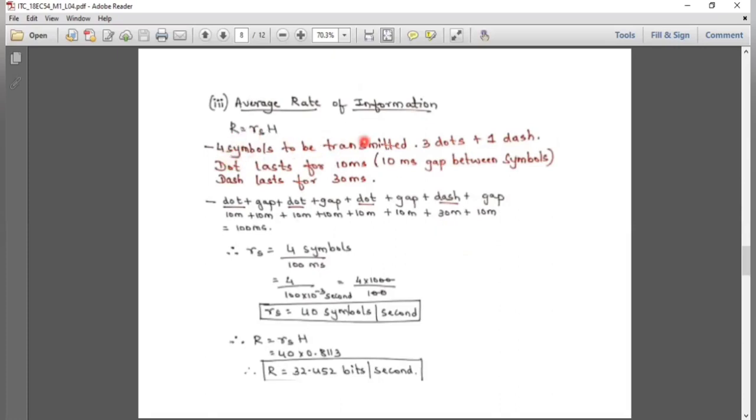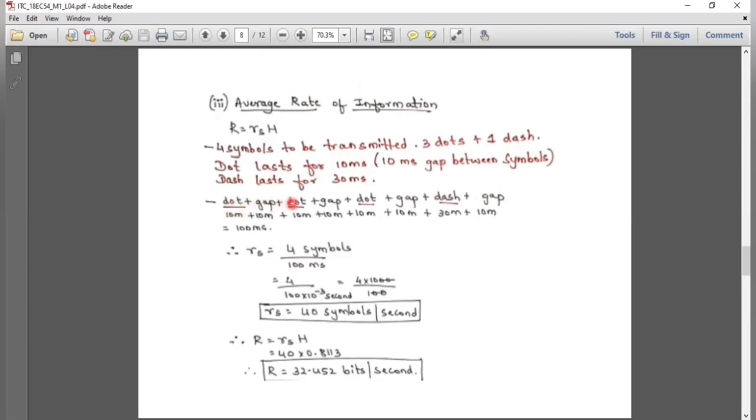So in total, 4 symbols are being transmitted. Among the 4, 3 are dots and 1 is a dash. Dot duration is 10 milliseconds and dash is 3 times as long as a dot, therefore dash duration is 30 milliseconds, and we have a 10 millisecond gap between a dot and a dash, that is, the gap between symbols.